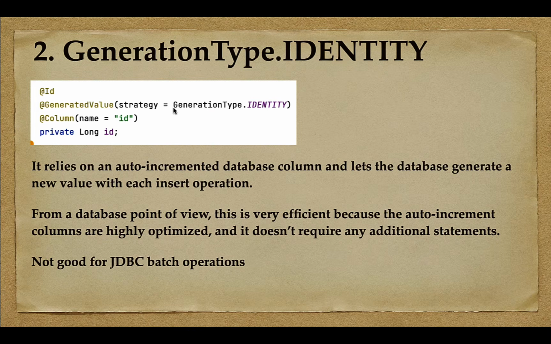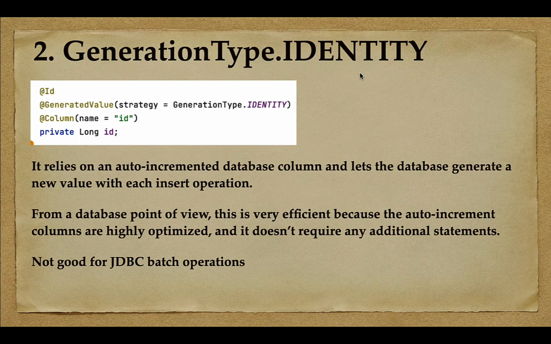So in order to specify generation type identity, we simply pass GenerationType.IDENTITY as a value to the strategy attribute of the @GeneratedValue annotation. And from a database point of view, this is very efficient because the auto increment columns are highly optimized and it does not require any additional statements.